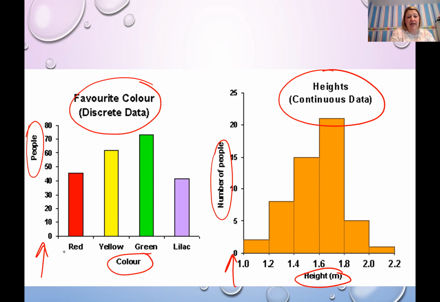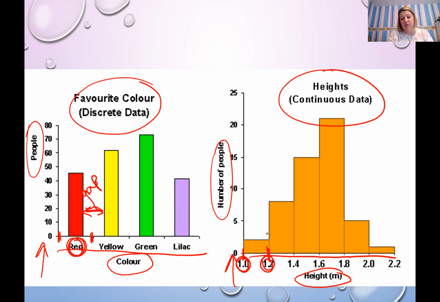But the big difference is along this axis here. In the discrete data, you can see that each section has a label in the middle of it, and there is a gap between each bar. I must have a gap in between each one, and the label sits in the middle because each is its own category. Whereas in this chart over here, my labels sit on the edge of each bar, because this is showing me the number of people who measured between 1 meter and 1.2 meters. And you can see that there is no gap between my bars because height is continuous.